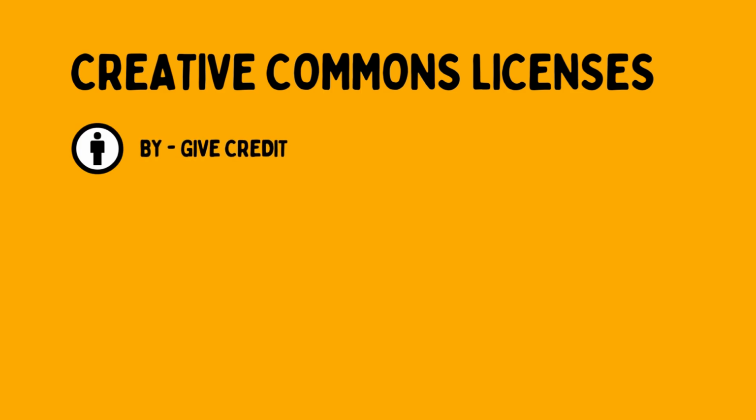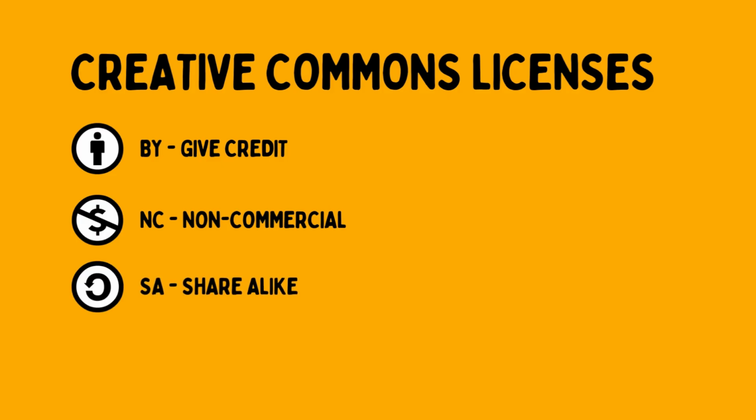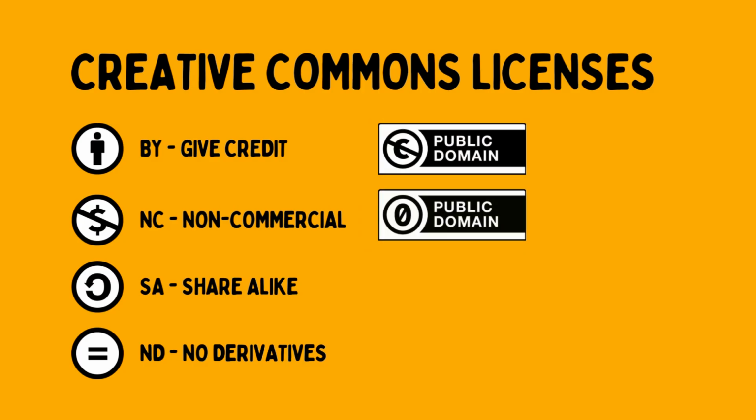The BY mark means you must give credit to the original creator. The non-commercial mark means users beyond the original creator cannot make a profit off the work. The share-alike mark means users who adapt works must use the same license. And the no derivatives mark means users cannot adapt the work. Works in the public domain are open for adapting and sharing.